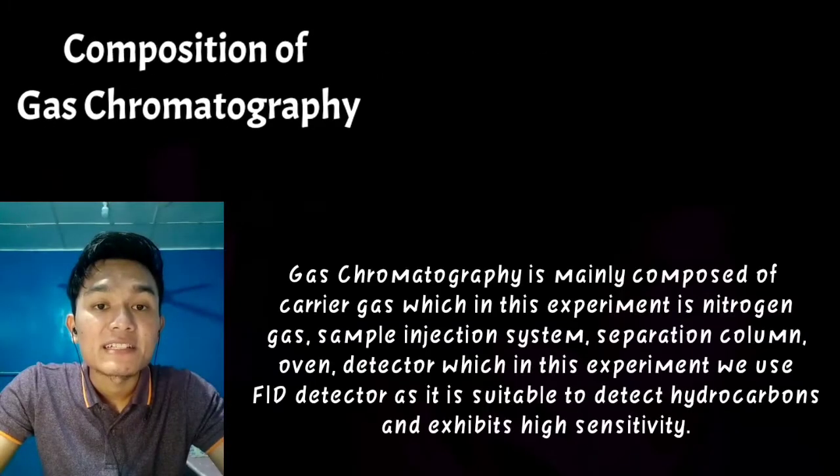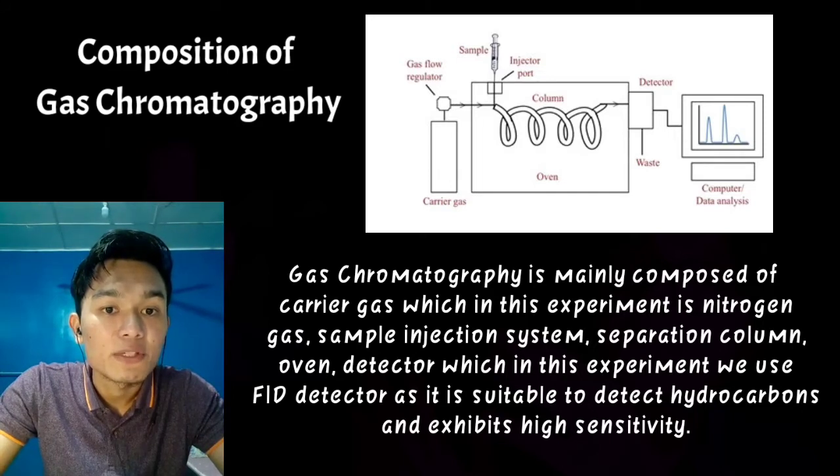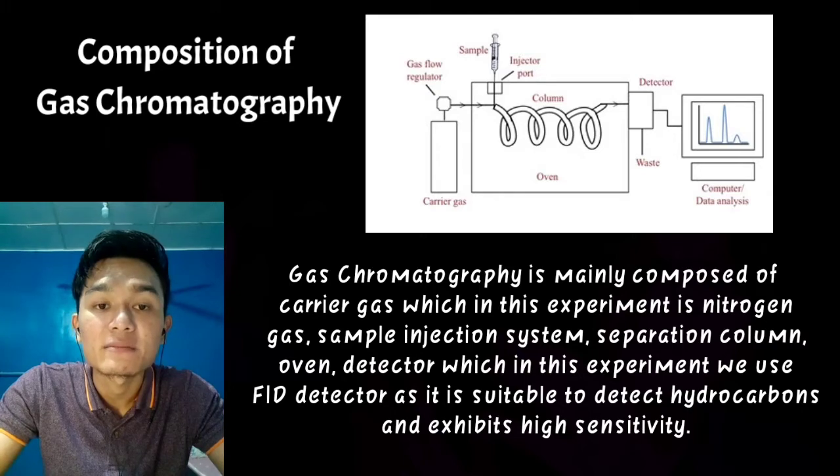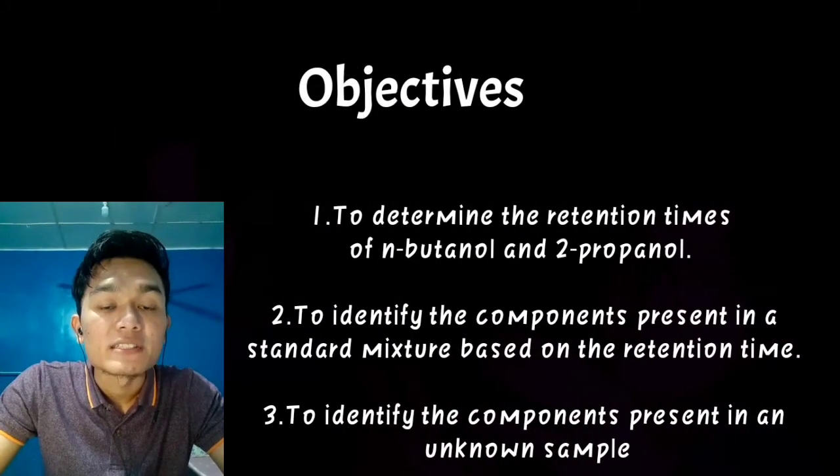Gas chromatography is mainly composed of carrier gas, which in this experiment is nitrogen gas, sample injection system, separation column, oven, and detector, which in this experiment is an FID detector, as it is suitable to detect hydrocarbons and exhibits high sensitivity. The objectives of this experiment are: number 1, to determine the retention time of N-butanol and 2-propanol.